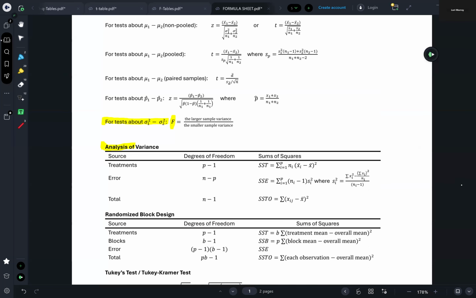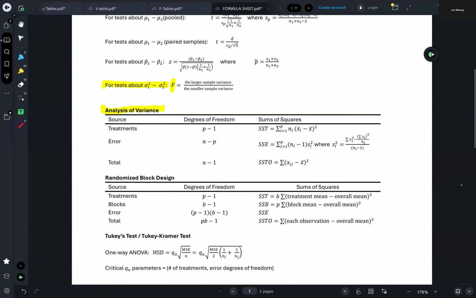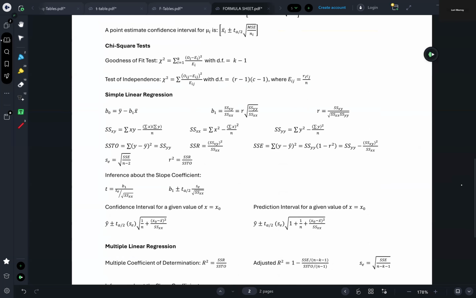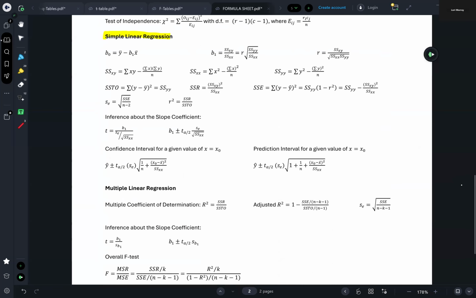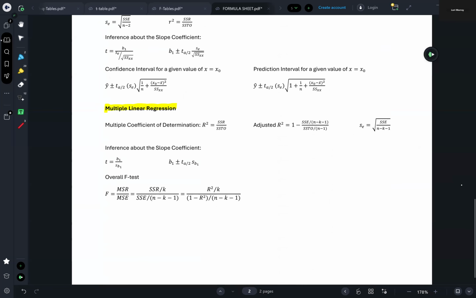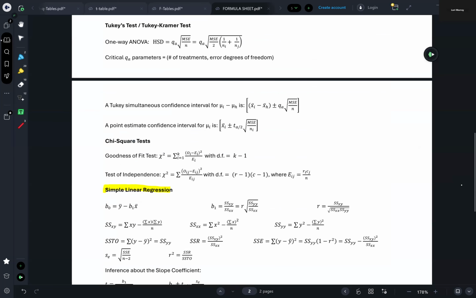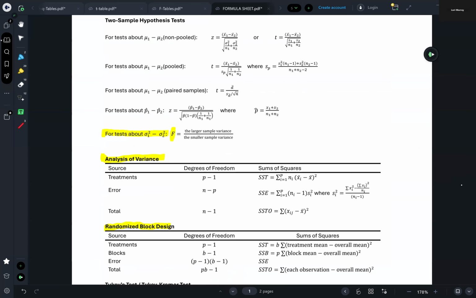We use it for the analysis of variance or ANOVA, the randomized block design. We also use it for regression. So simple linear regression, and also multiple linear regression when we do the overall F test. So the overall F test requires the F test statistic, which you can see here can be calculated 3 different ways, and it depends on what you already have. So you calculate the F test statistic, and then you go to the table. So quite a few times we need the F table.